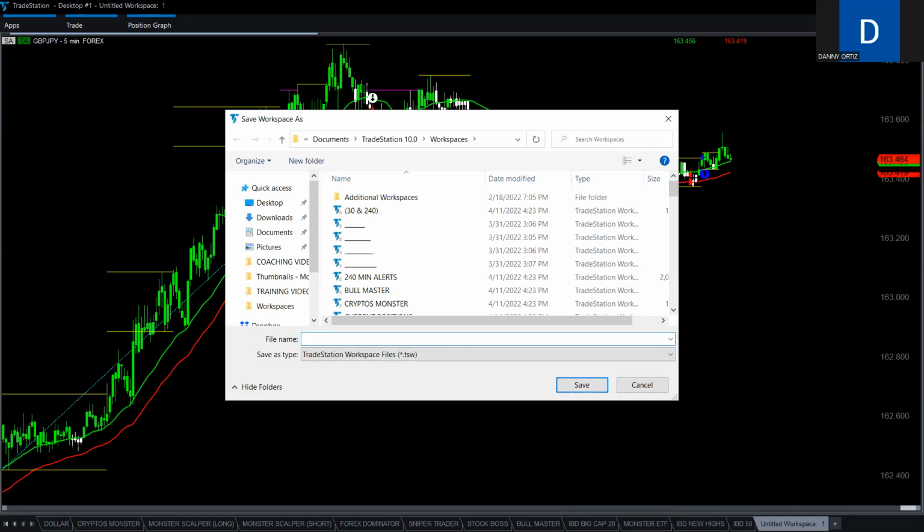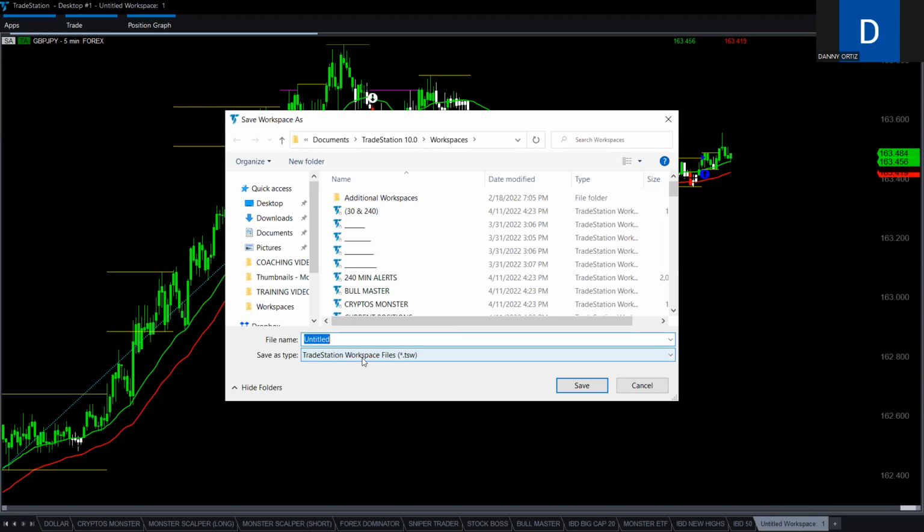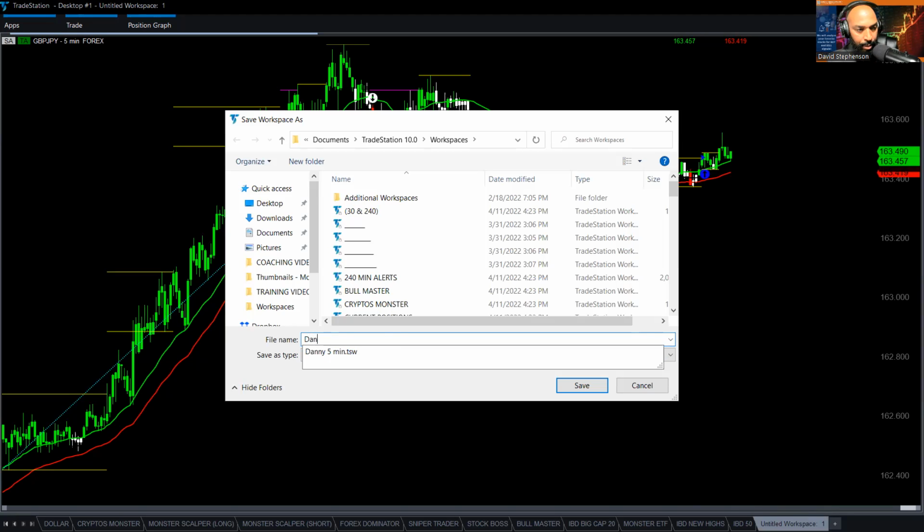So just call it Danny. How do I name it? Danny 5 minute. How do I name it? Is it in File, Save As? Yeah, just save. What you're gonna do is right click, save workspace as. No, I mean, I don't know how to name it. That's what I was gonna ask. Just type in any name right here. Oh, save workspace as, okay.